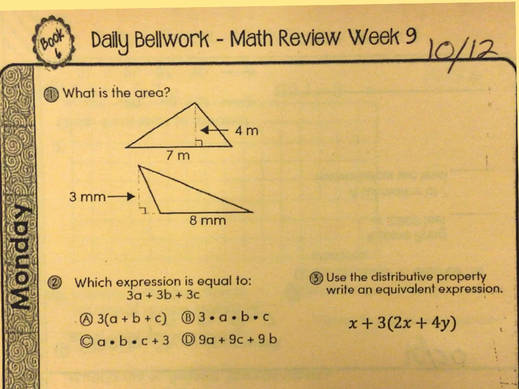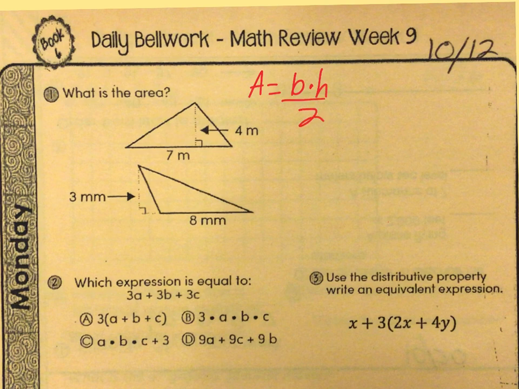This first question here is finding the area of triangles. Now, when we're finding the area of triangles, this is actually going to help you for a lesson that we have in 2 days from now. But let's go over how to find the area of a triangle. Some of you may already know. We're going to use this formula. Area equals base times height divided by 2.